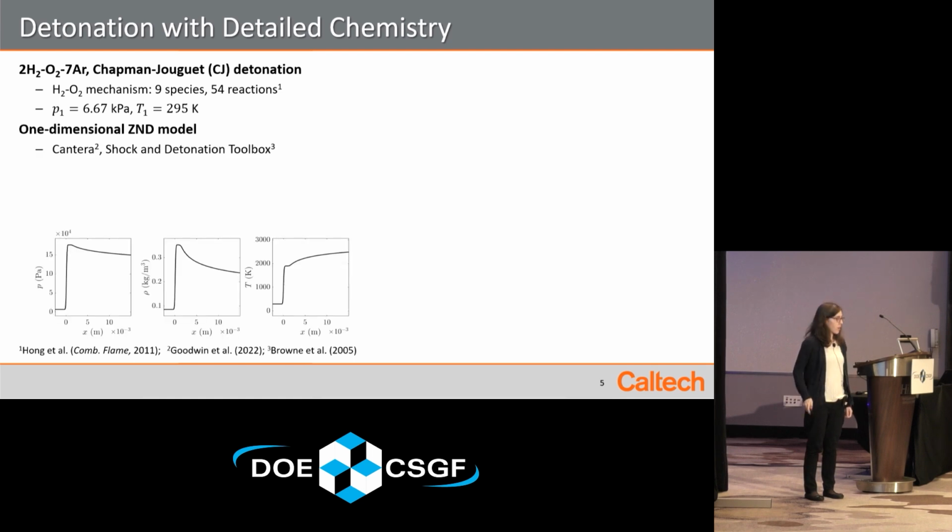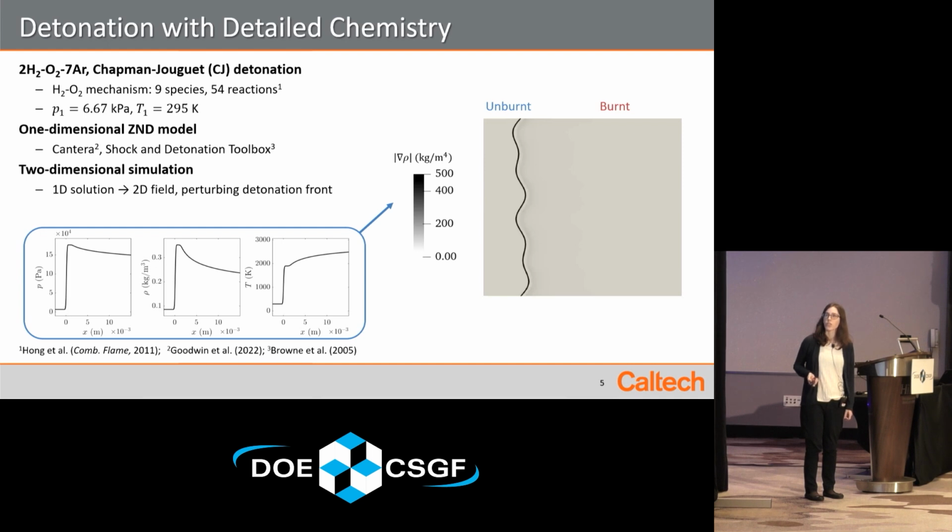So we start with our 1D detonation model. I'm showing the pressure, density, and temperature profiles for what that looks like. And then to do a 2D calculation, we take our 1D solution and perturb it onto a 2D grid, just with some sine waves, essentially.